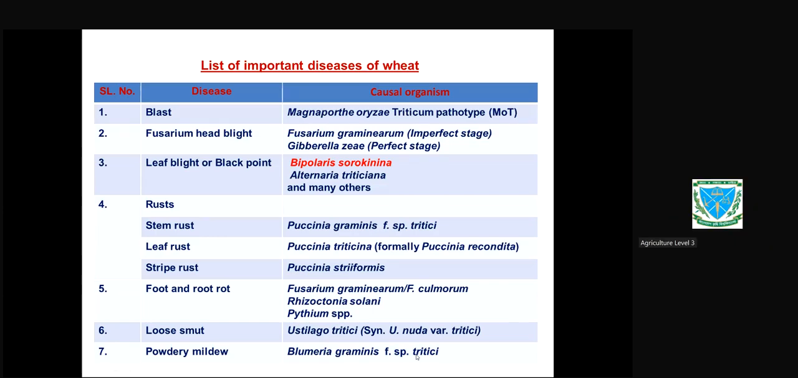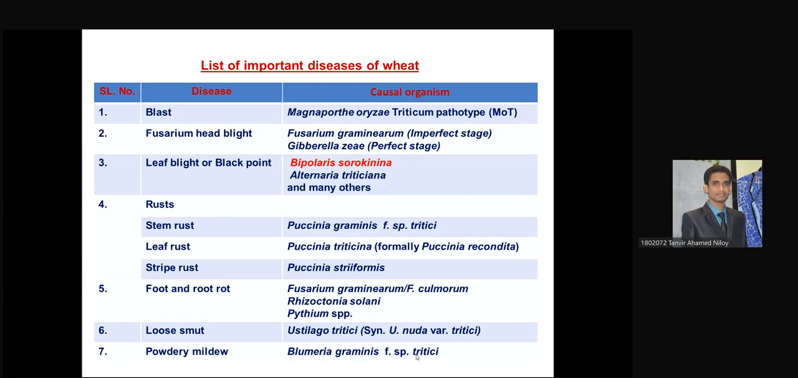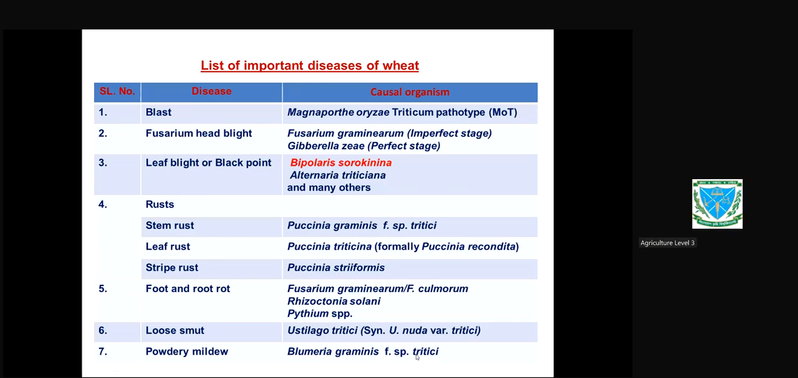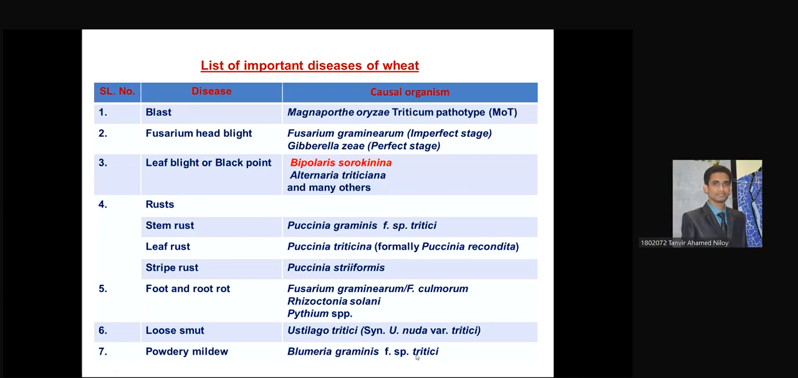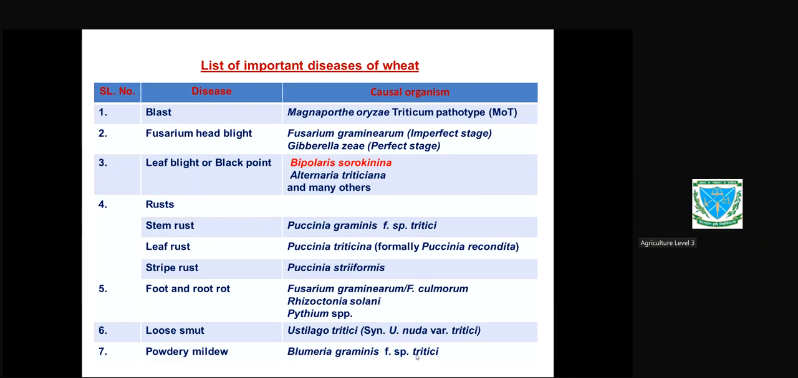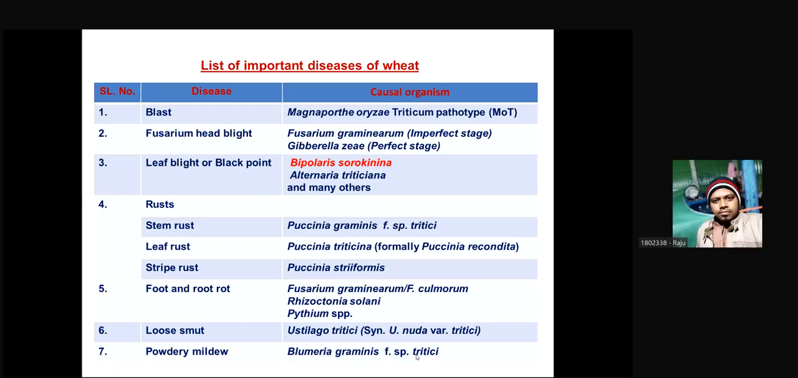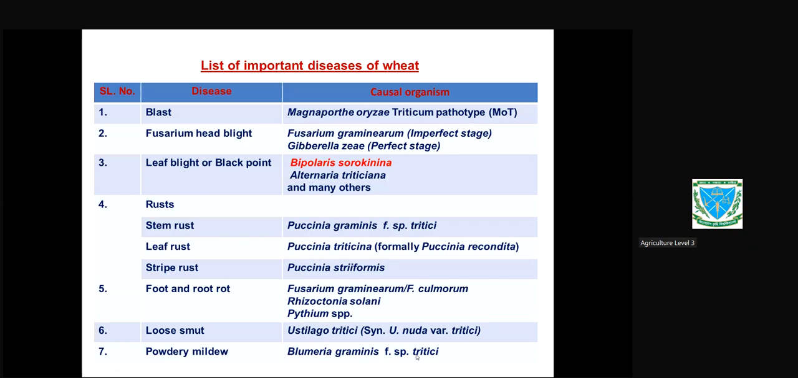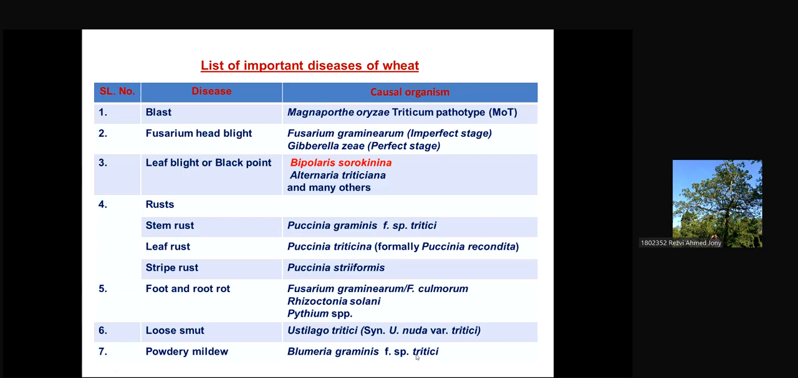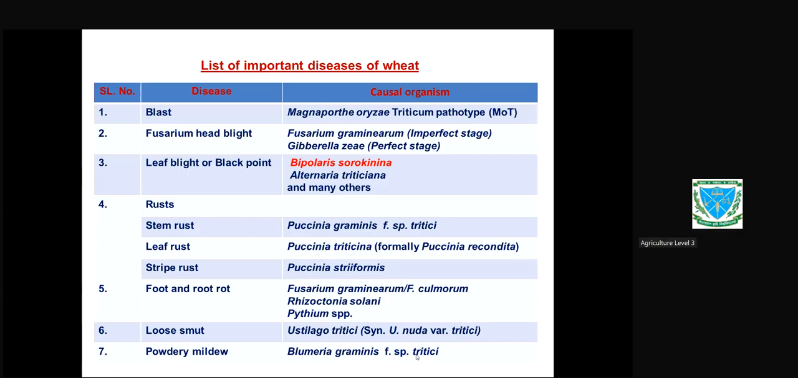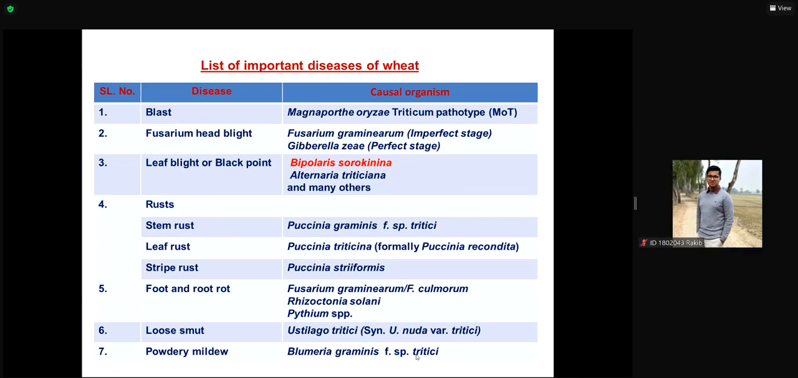Sir, I didn't understand the naming, Blumeria graminis, forma specialis tritici. What does forma specialis tritici mean? It only can attack wheat. There are many types of powdery mildew you can see in many other crops. So this fungus, Blumeria graminis, from the Gramineae family, only can attack wheat. That means this pathogen can cause powdery mildew symptoms in wheat. So I call it Blumeria graminis forma specialis tritici.